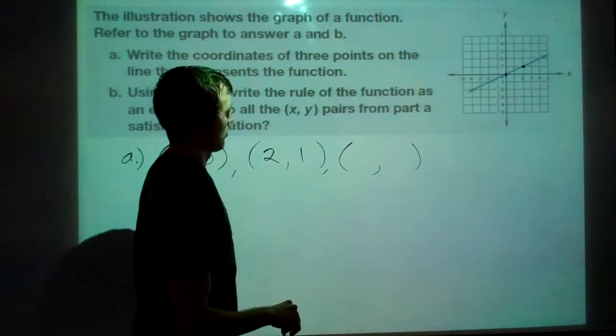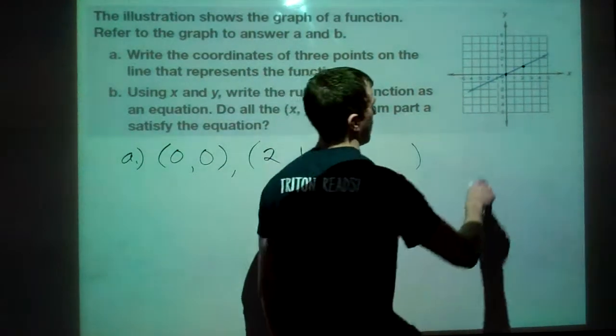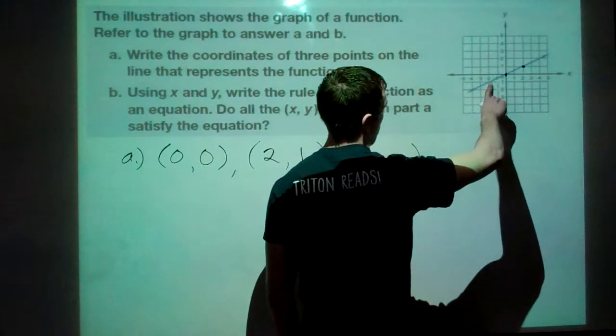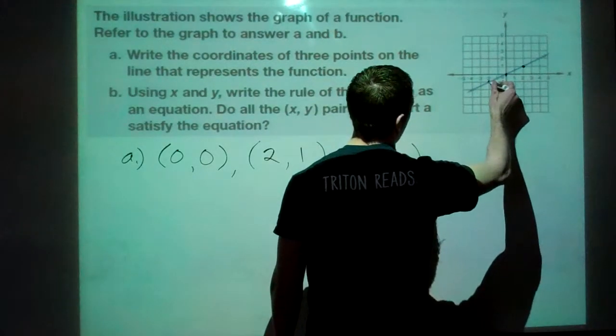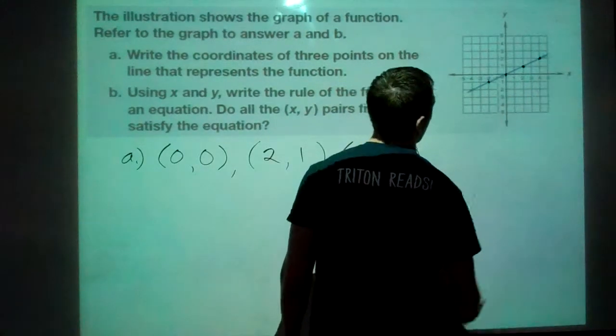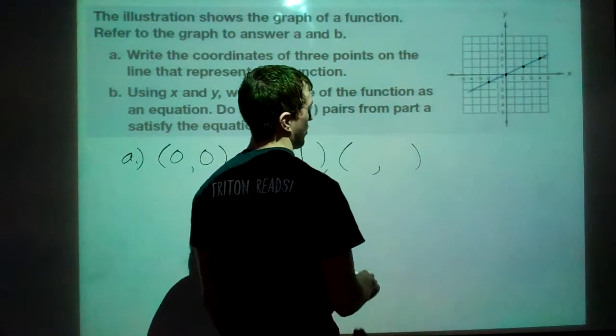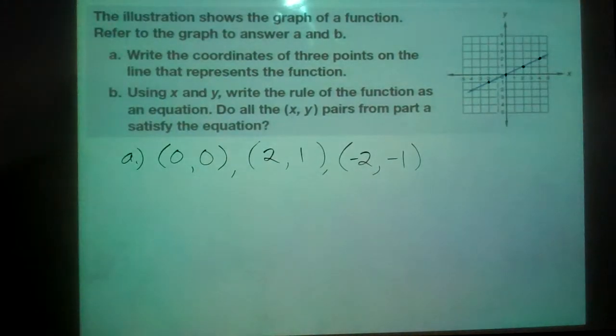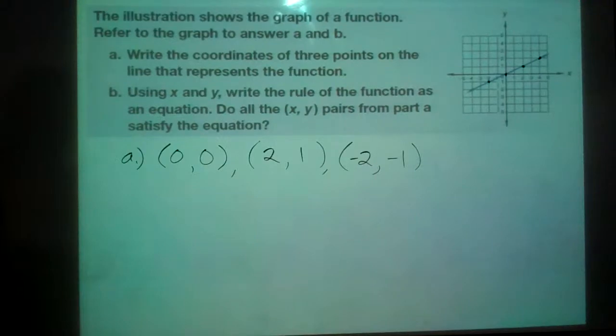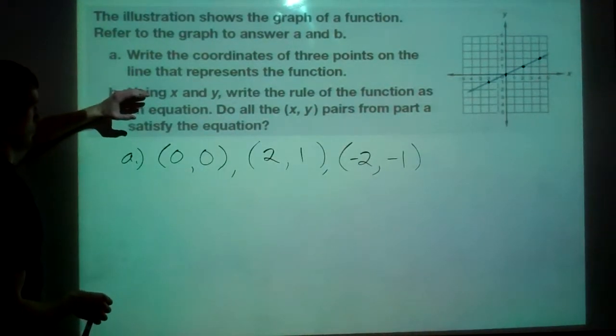And one other point that we can see, we could do a negative 1. Looks like it goes negative 2, down 1. We could go over 4, up 2. These are all on there. Alright. How about, just for fun, we do negative 2, negative 1. That's also on there. So there's 3 points. Now it says, using x and y, write the rule of the function as an equation. Do all the xy pairs from part A satisfy the equation? We'll check. Alright, so we want to use x and y, we want to write the rule for the function.